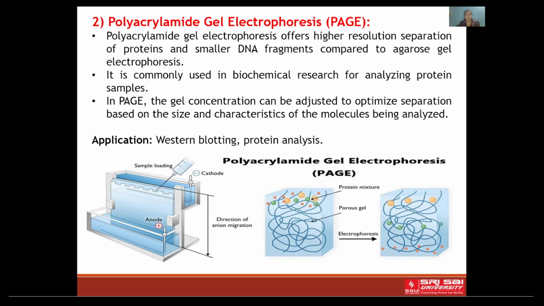Second is polyacrylamide gel electrophoresis, that is PAGE. It offers high resolution separation of proteins and smaller DNA fragments compared to agarose gel electrophoresis. It is commonly used in biochemical research for analyzing protein samples. In PAGE, the gel concentration can be adjusted to optimize separation based on size and characteristics of the molecules being analyzed. Applications: Western blotting and protein analysis.